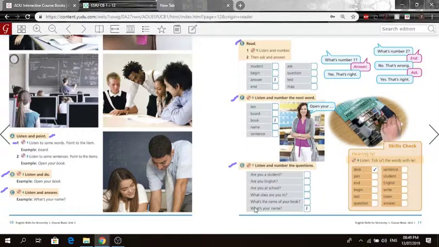So obviously number 1 is what's your name? Number 2 is are you English? Number 3 is are you at school? Number 4 is are you a student? And finally number 5 is what class are you in? Okay? And oh, we have one more. Number 6. What's the name of your book? Number 6 is what is the name of your book? Okay?